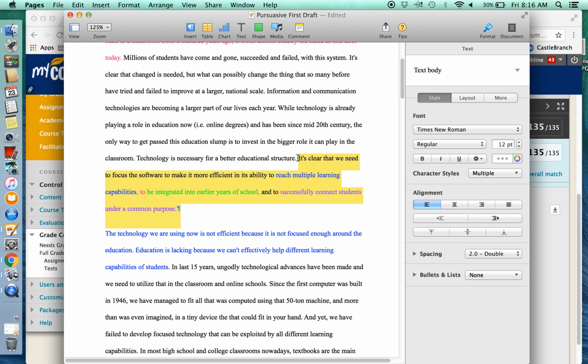he says, it's clear that we need to focus the software to make it more efficient in its ability to reach multiple learning capabilities, be integrated into earlier years of school, and successfully connect students under a common purpose. So you'll notice those three things that I've highlighted there, those are his key points. So I know from reading this thesis exactly what he's going to be talking about.